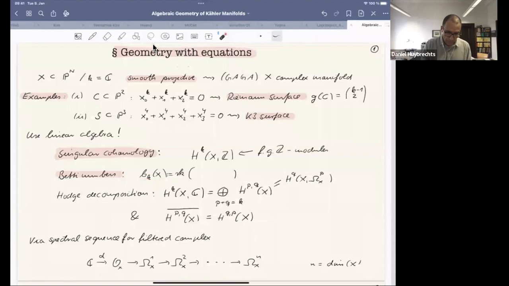And finally, and that's the most important bit for us here, this singular cohomology comes with what is called a Hodge decomposition. So if instead of singular cohomology with integral coefficients, I put complex coefficients, so this just means you take here tensor C, then you get this complex vector space. And this complex vector space decomposes into parts that are called H^{p,q}(X). They're just defined to be the cohomology groups H^q of Omega_X^p. So Omega_X is the cotangent sheaf, which you know from the algebraic geometry class. And Omega_X^p is the p-th exterior power of it.